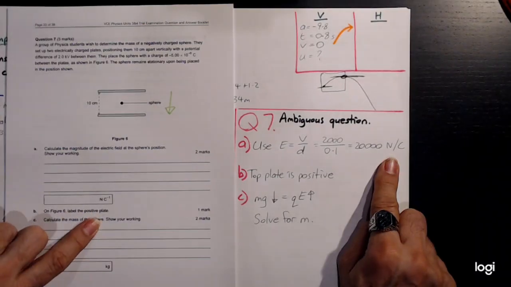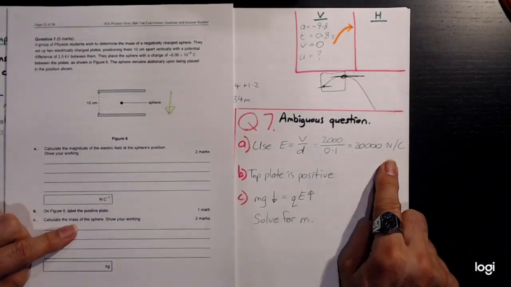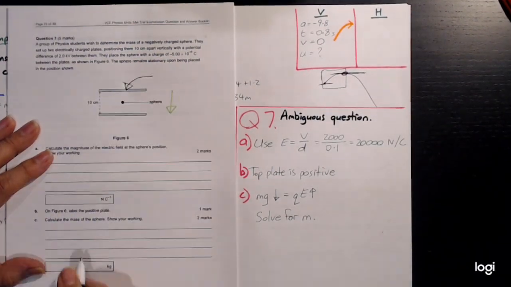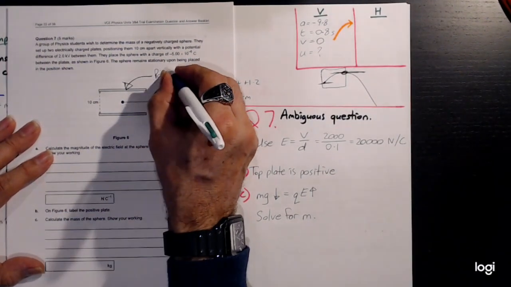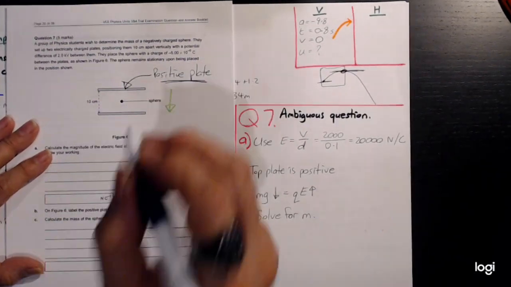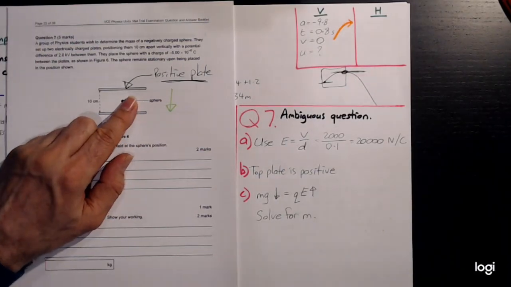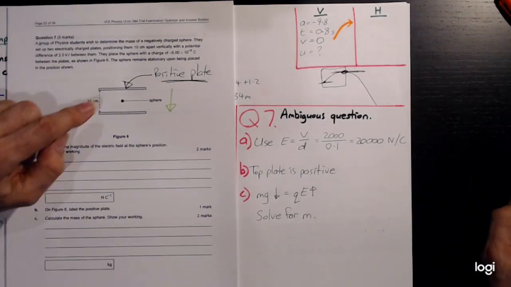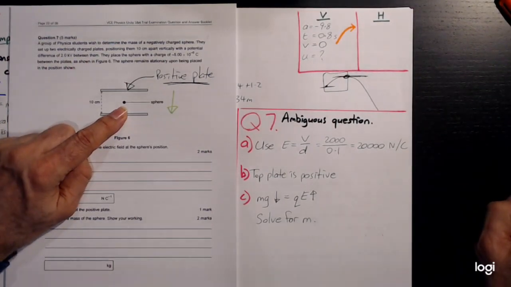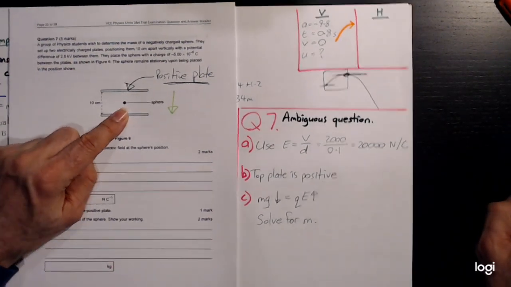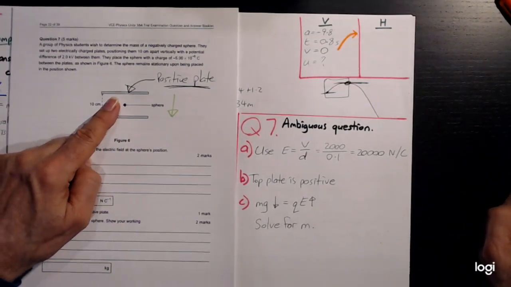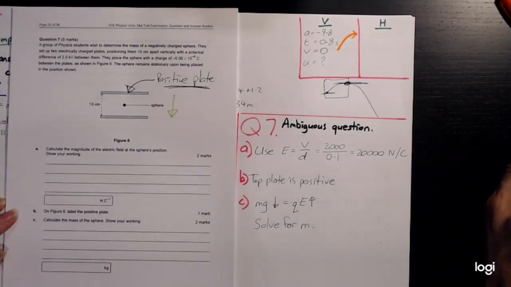Okay. On figure 6, label the positive plate. Label it very clearly. Keep it simple. Just do this. Big fat arrow. Positive plate. There you go. No one's going to mark you wrong for that. You know that the top plate is positive because this is a negatively charged sphere, and if it's going to be held up, it needs to be forced up by something, and it's being forced up by the attraction of a positive plate. Right, that makes sense. So that's part B.